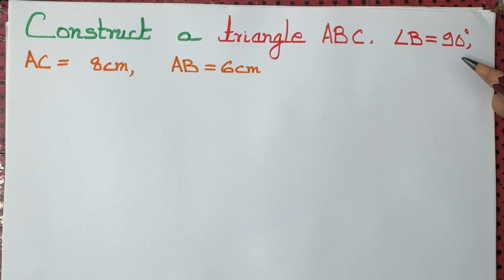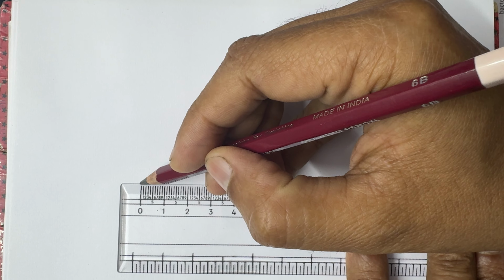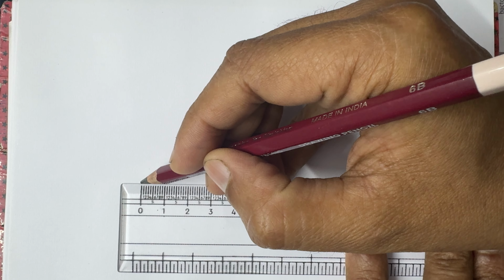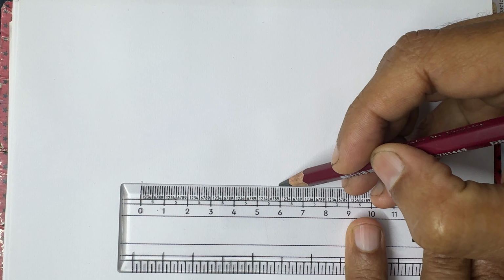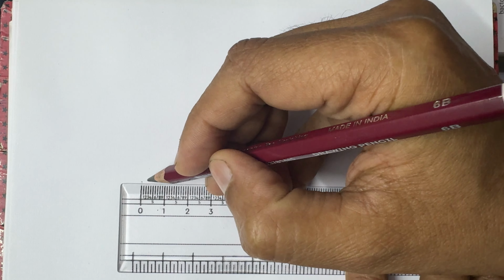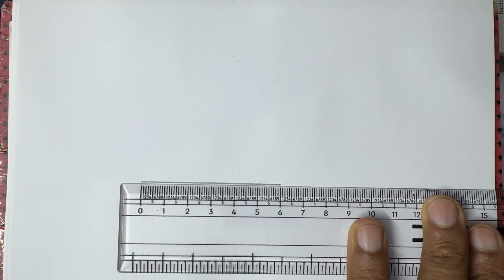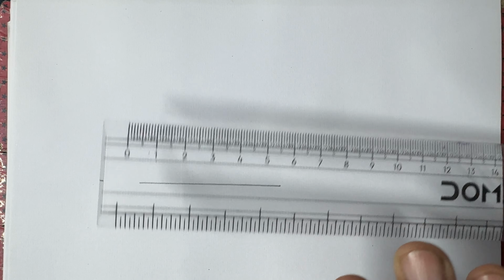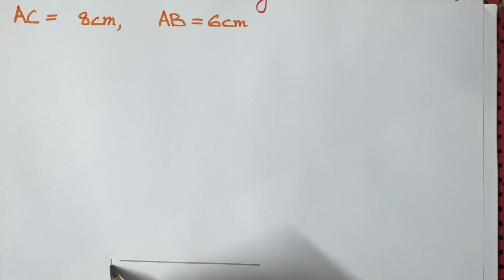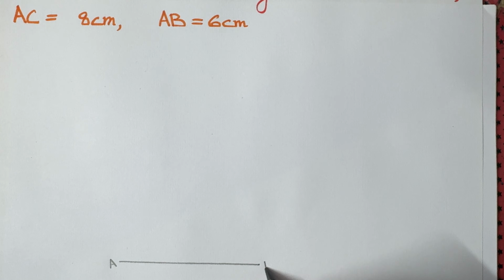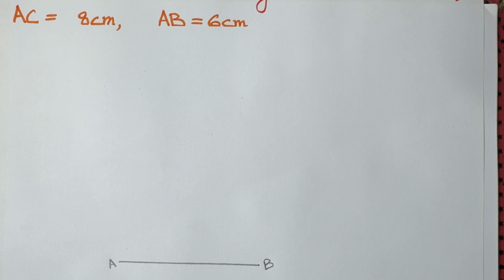We take a ruler and draw a line segment that measures 6 centimeter, 0 to 6. And we got a line segment that measures 6 centimeter. Let us label the line segment to be AB. And we did draw AB that measures 6 centimeter.